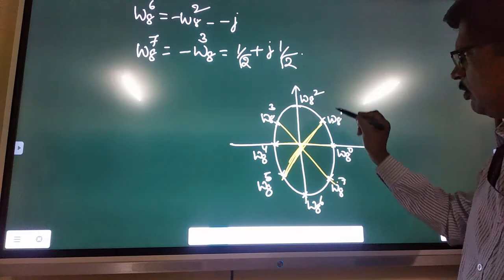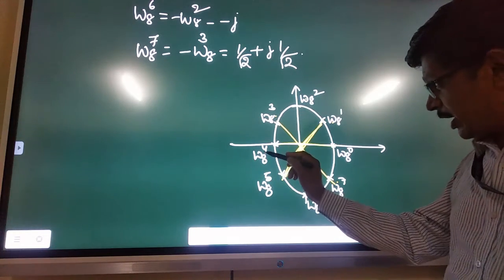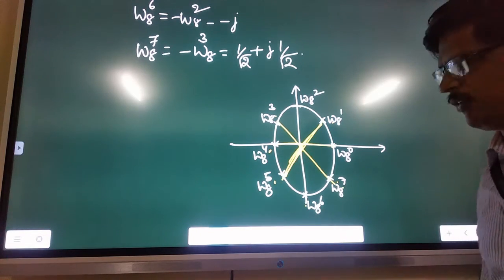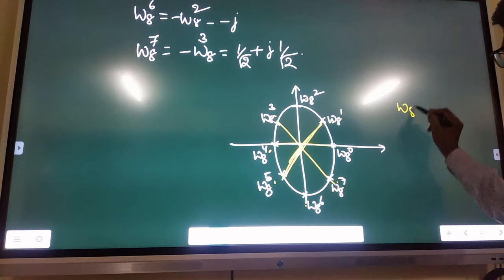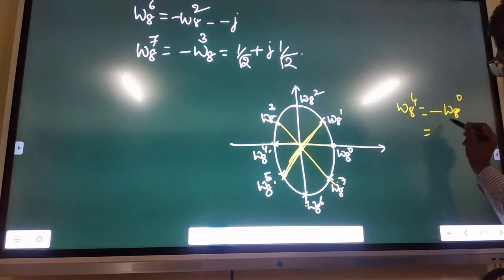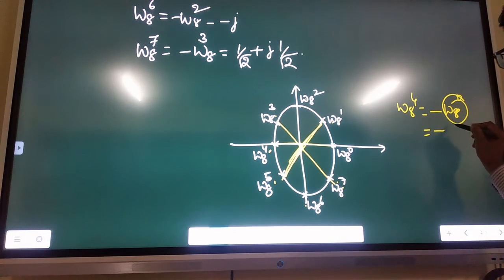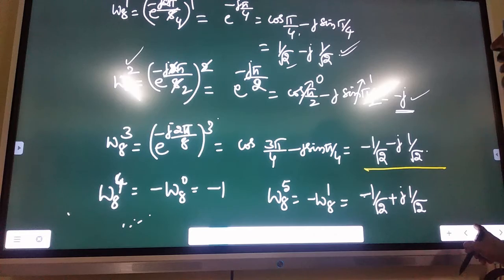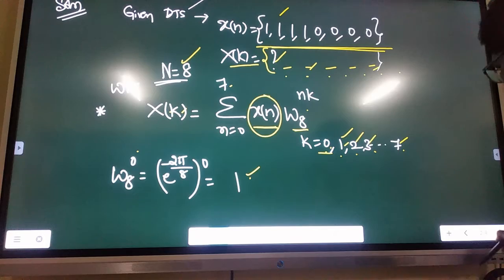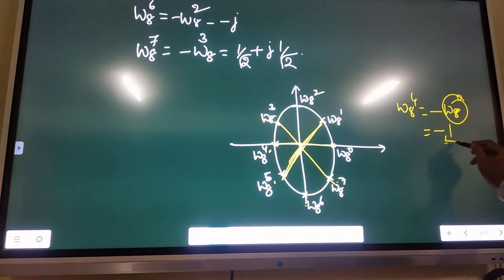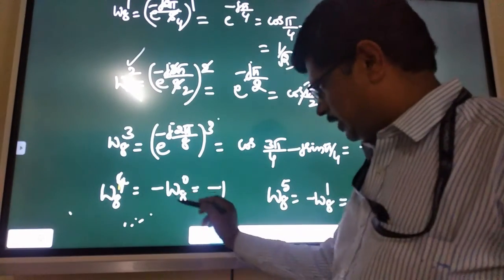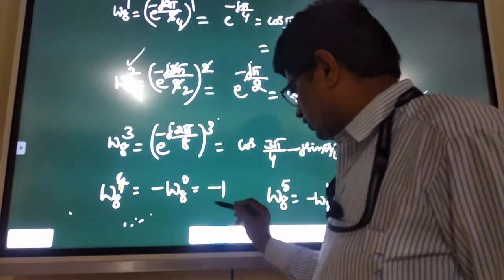Omega 8 power 0, 8 power 1, 2, 3. Then omega 8 power 4, 5, 6, 7 is nothing but exactly minus of the opposite trivial factor. For example, omega 8 power 4 is nothing but minus of omega 8 power 0. What is omega 8 power 0? Already I know, it is nothing but 1. Minus of this is minus 1. Like that, omega 8 power 4 is equal to minus omega 8 power 0, which is minus 1.